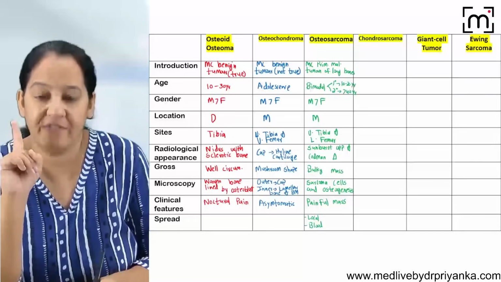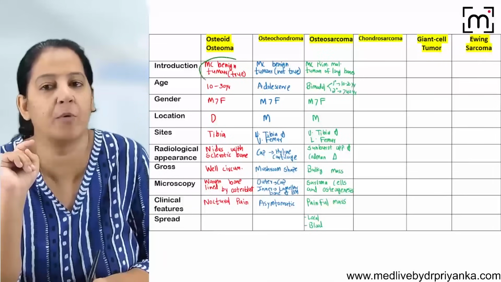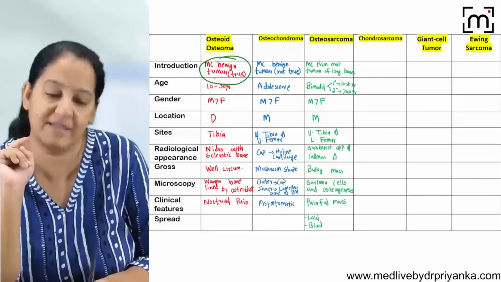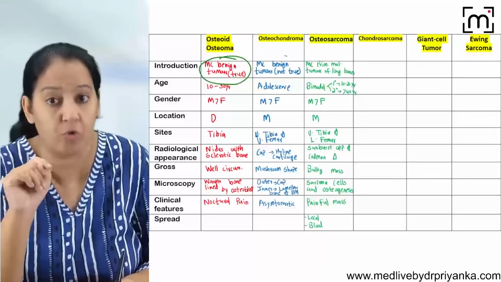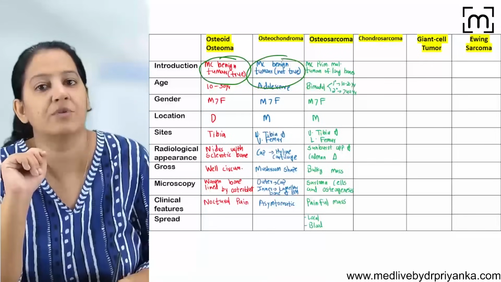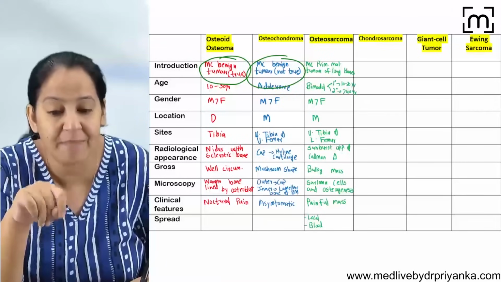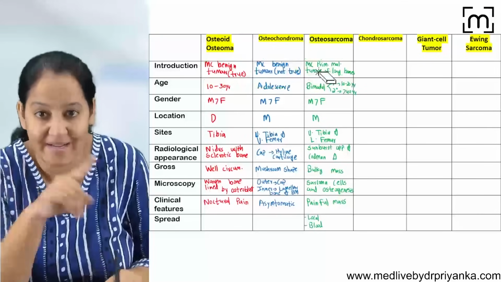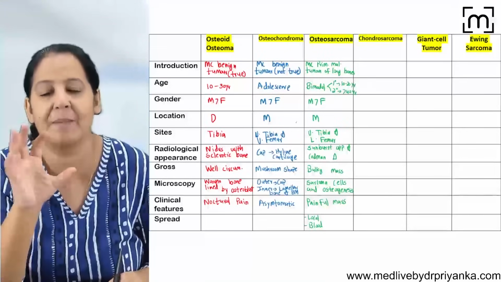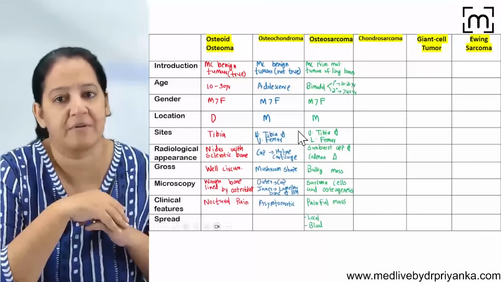So see, if I ask you the most common benign tumor of the bone, true benign tumor of the bone, it's osteoid osteoma. If I ask you the most common benign tumor but not a true benign tumor of the bone, it's osteochondroma. If I ask you the most common malignant tumor among the primary bone tumors, the answer is osteosarcoma. So see the three things, and that's why comparison is important.